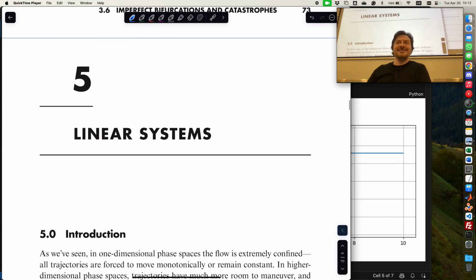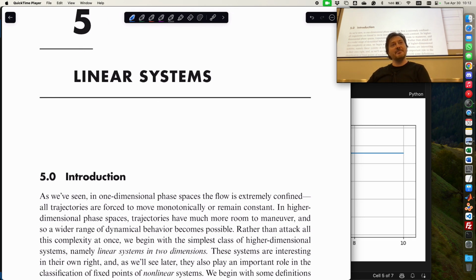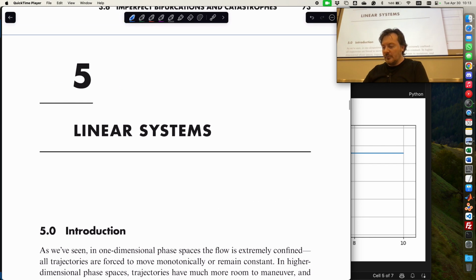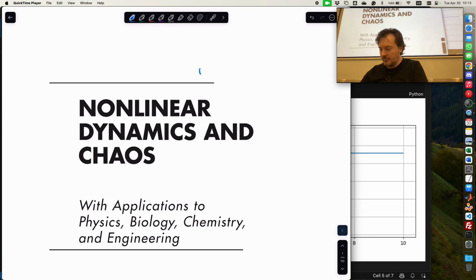Page 41, chapter 4. No, 5. Very good. Are you with me? It was pretty easy, right? So we are done with 1D flows. Welcome 2D flows. But we will linger here. I mean, it's not as easy as 1D flows. And we are actually going to linger on linear systems. In particular, we will look at 2D linear flows.